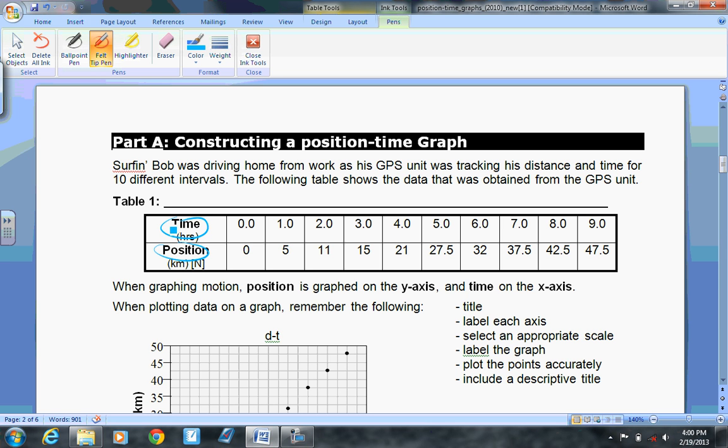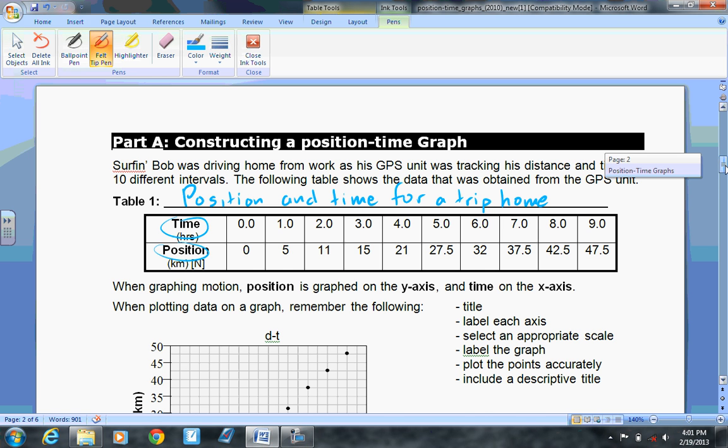So we have a table, a good heading would incorporate those two quantities. It tells you what, in fact, the table is showing. So in this case, we'd have position and time, those two quantities in the table. And we want to give a little bit of a description. So perhaps for a trip home, because Surfing Bob was driving home from work. So position and time for trip home.